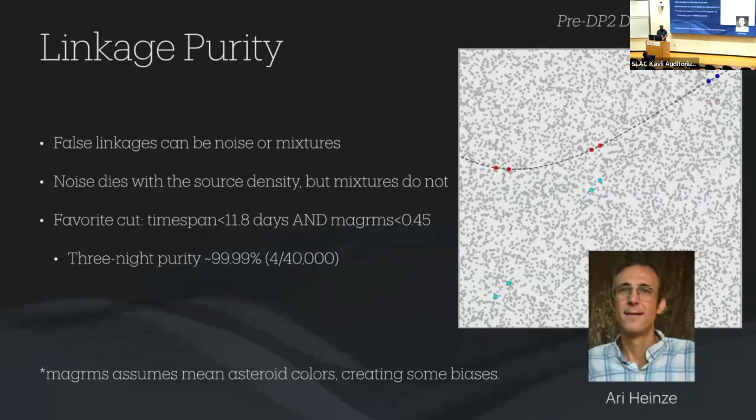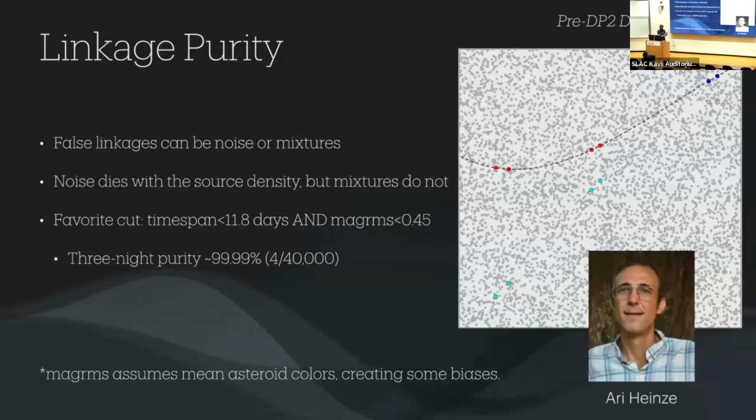His favorite cut is that if a 3-nighter is found with a time span of less than 12 days and an RMS magnitude, assuming normal asteroidal colors, of less than 0.45 magnitudes, then our 1 in 500 rate of fake asteroids drops down to 1 in 10,000, which is really, really good.